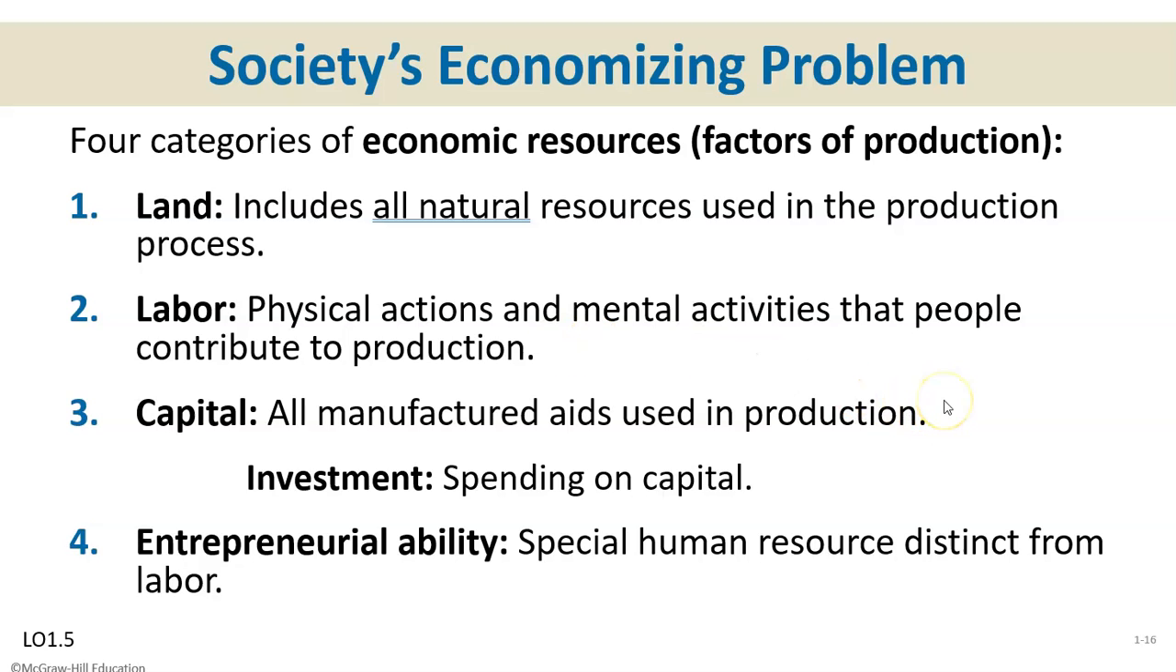The next one is capital. And capital is anything that's man-made that goes into producing goods and services. Now, what you want to jot down here is equipment, buildings, tools, machines. Think of all of those things as capital.